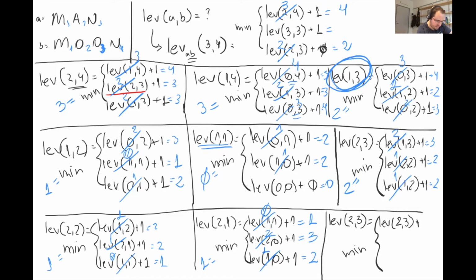Take plus 1. Take one out of the second one. And take one out of both. And are they actually the same? 2 and 2 are not the same, so there's a cost here.